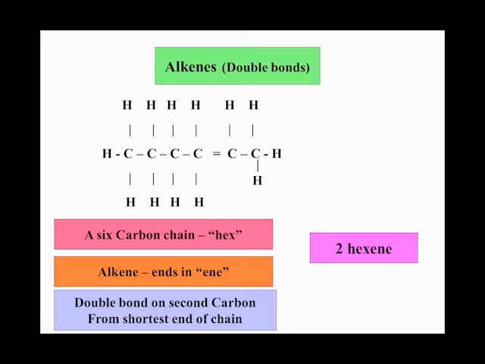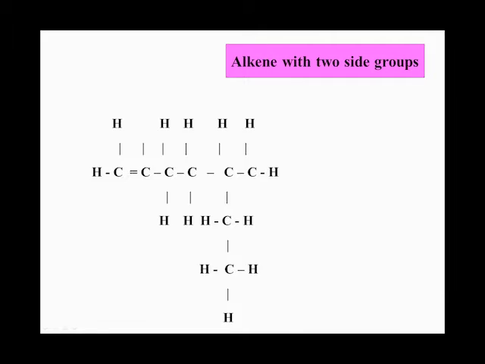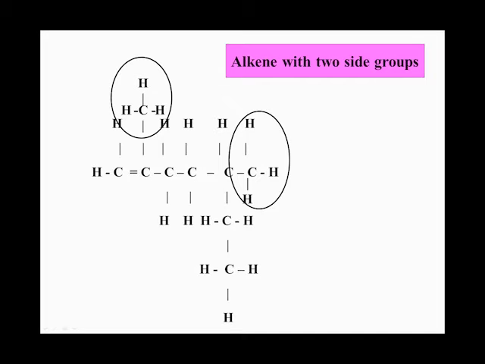How do we name alkenes with 2 side groups? Firstly, here is our alkene with 2 side groups attached. Notice one is attached to the 2nd carbon, the other one is attached to the 5th carbon. The double bond lies between the 1st and 2nd carbon. Therefore, the name for this alkene would be 2,5-dimethyl, referring to the location and identity of the 2 side chain groups, 1-heptene. The double bond is after the 1st carbon.